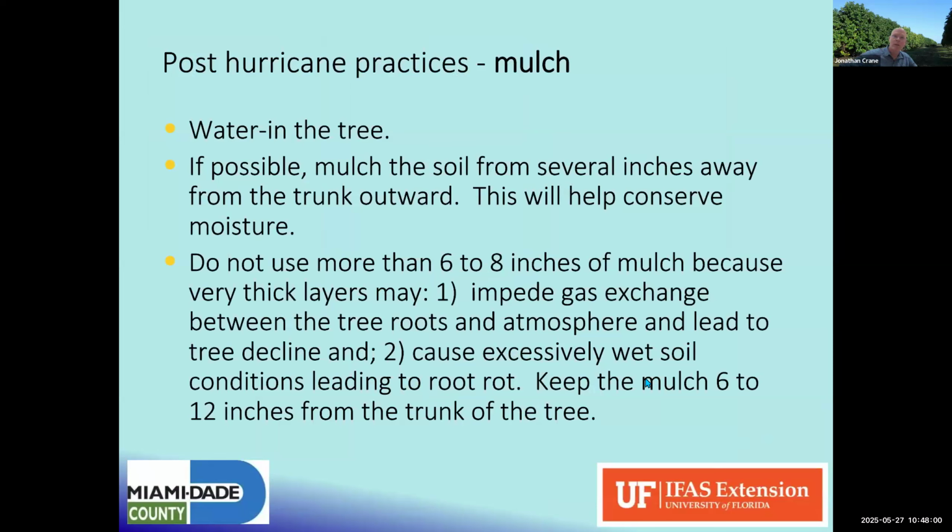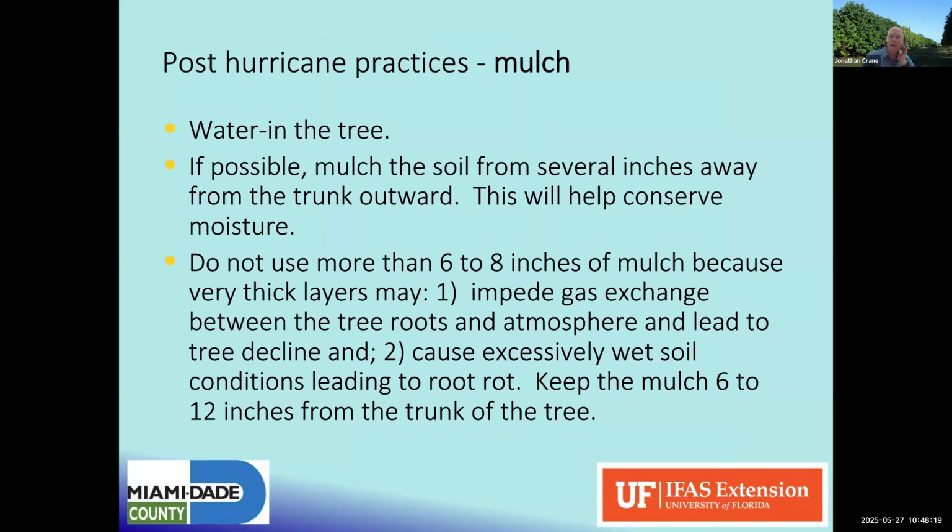Then you want to water the tree in, and you can mulch several inches from the trunk outward. This will help conserve moisture. You want to water that tree in really well. You do not want to put 25 inches of mulch around the tree. It needs to be 3, 4, 5 inches maximum.